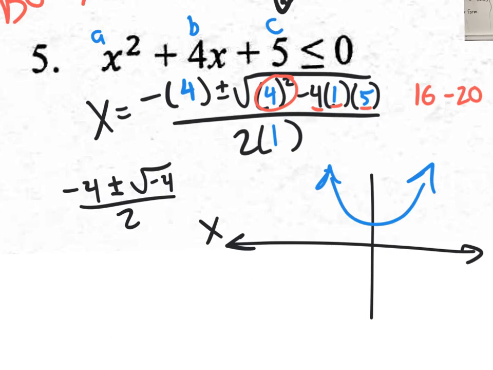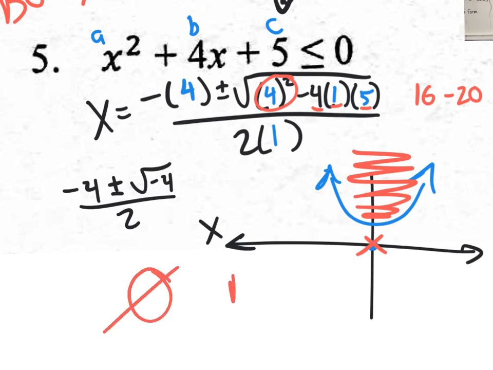The easiest point to test is 0, 0. Plug in zeros everywhere. X, zeros, everything's 0 here. 5 is less than 0. What do you say? 5 is less than 0? No. So this does not work. So where are your answers at? Inside. So if you just focus in on the x values, on the x number line, is negative 10 an answer? No. Is negative 5? Is 0? Are any of these answers? No. None. So what's the answer to number 5? No solution.